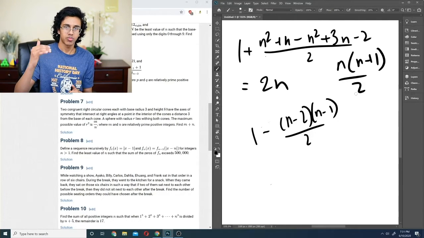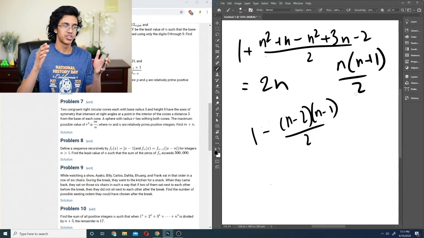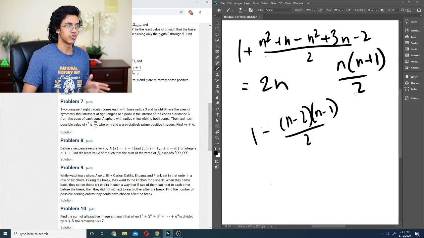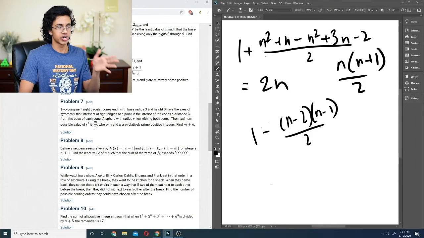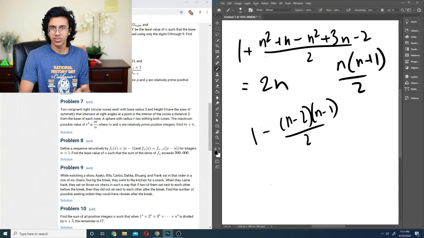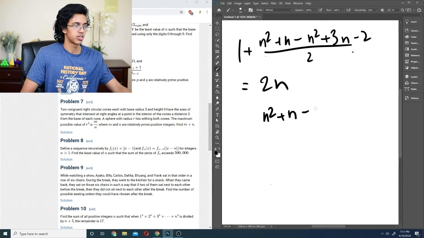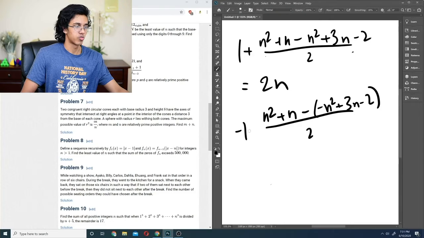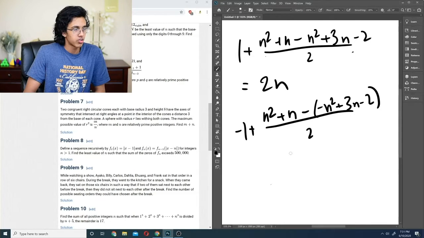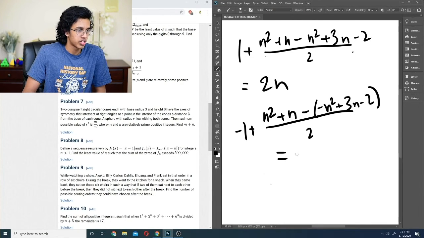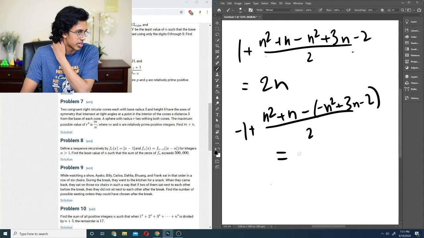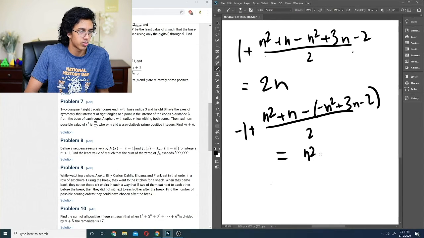And then if we want to find how many pairs there are, we can find the number of numbers there are, and that's pretty easy. We just subtract the n from the beginning, divide by 2, and then add 1. So what do we get? We basically get n squared plus n minus negative n squared plus 3n minus 2 over 2, and then we got a minus 1 over here because we subtracted it. Okay, and then if we just simplify this, we basically literally just get n squared plus n.